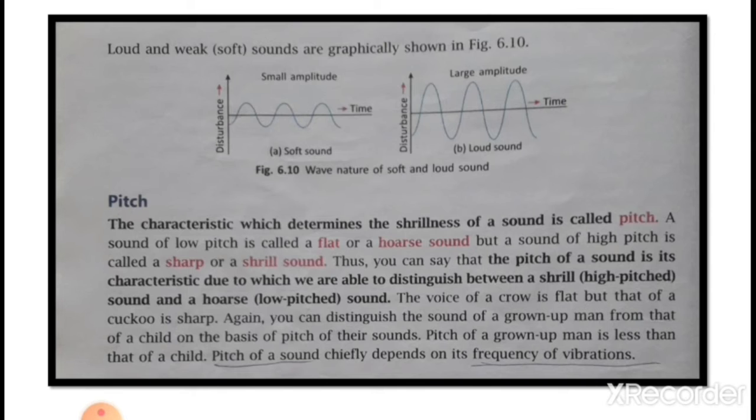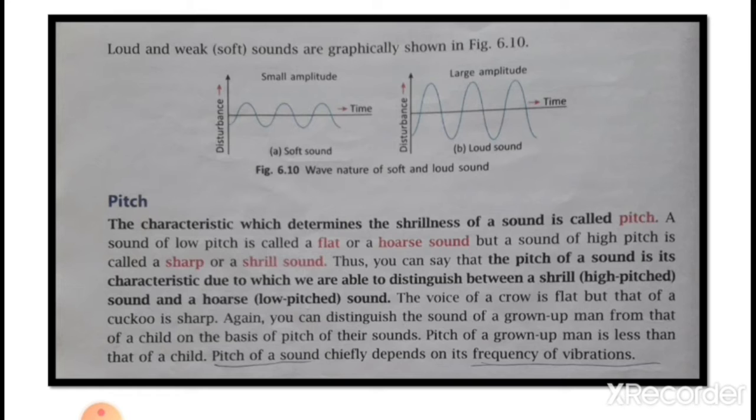And figure 6.10, which shows the wave nature of soft and loud sound. See, when we have a sound wave with small amplitude, it will produce a soft sound. And in the second figure, it is a sound wave with large amplitude, which shows the loud sound. Okay, it is the loud and weak sound produced, and it is the graphical representation of the sound waves. Okay, so that you have to study.